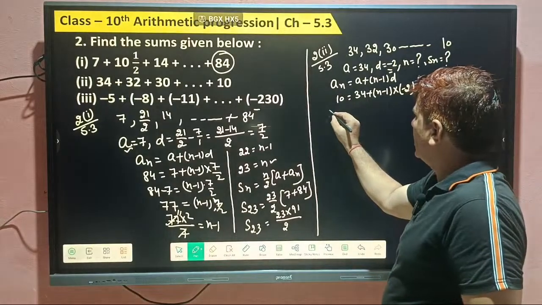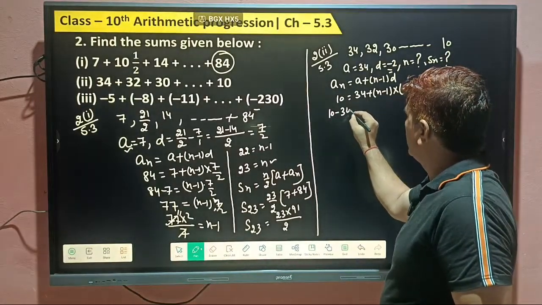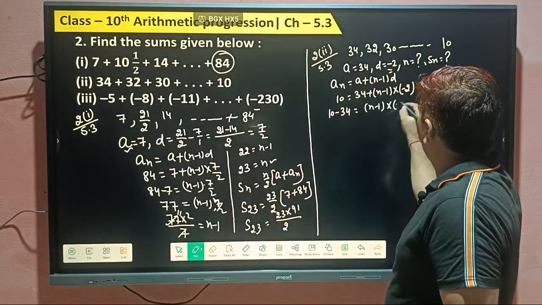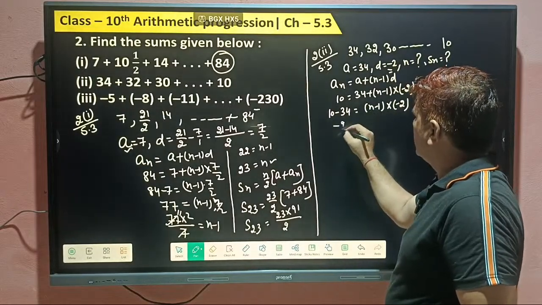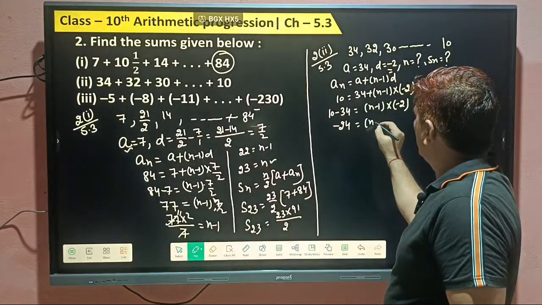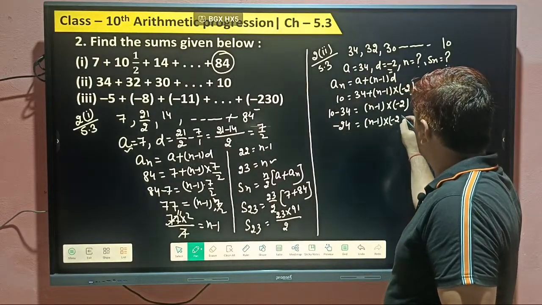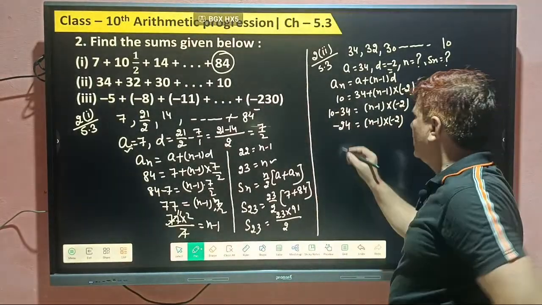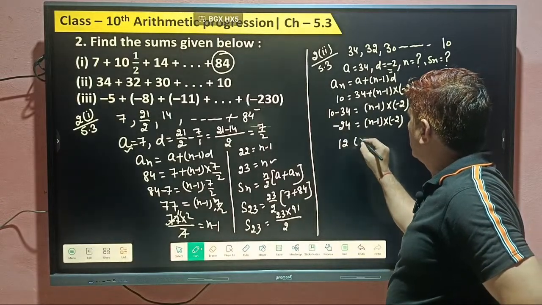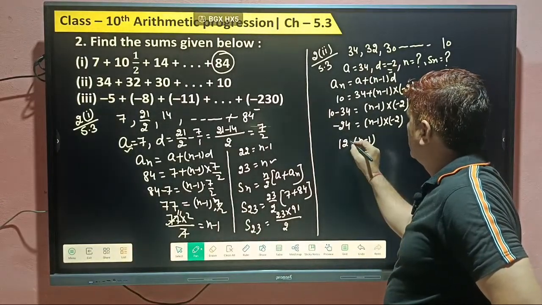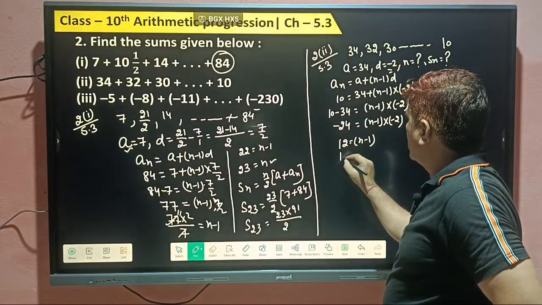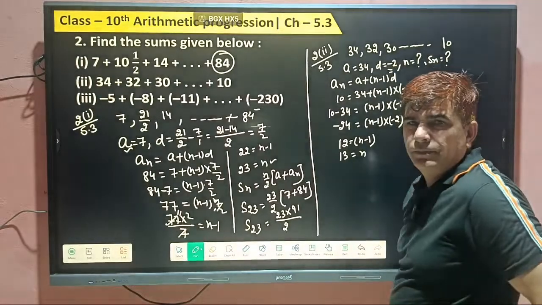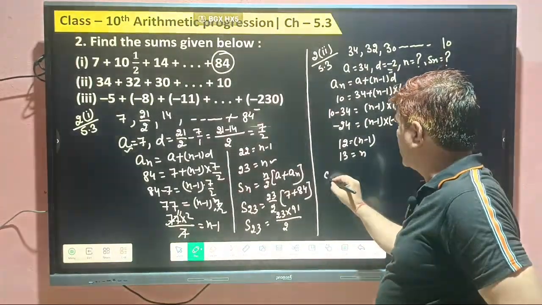So take this on that side: 10 minus 34 is equal to (n minus 1) into minus 2. How much? Minus 24 is equal to (n minus 1) into minus 2. No need to open this bracket; directly transfer here, multiply means there divide. So what's coming? 12 equal to n minus 1. So 13 equal to n. So n is coming how much? 13.